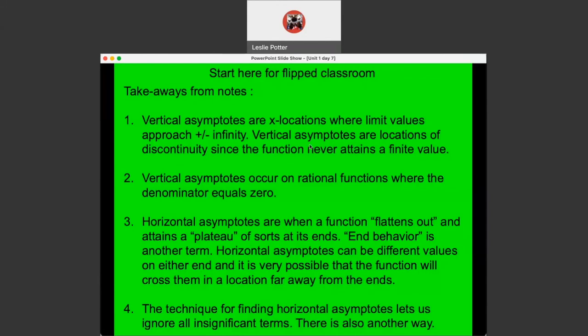When we get back into the class, we'll go through the takeaways and we'll work on vertical and horizontal asymptotes in College Board.